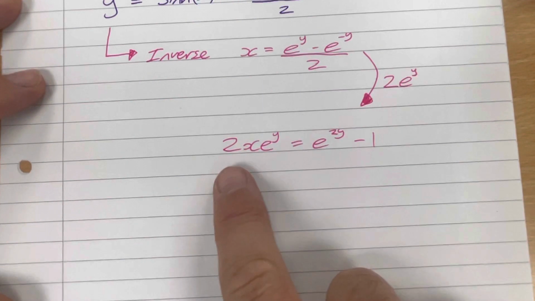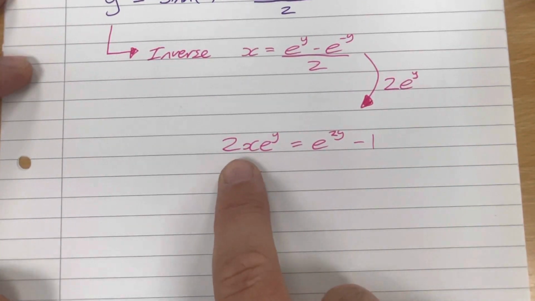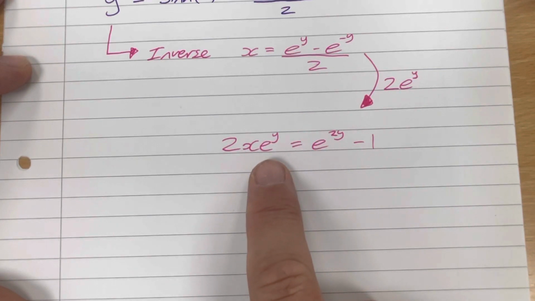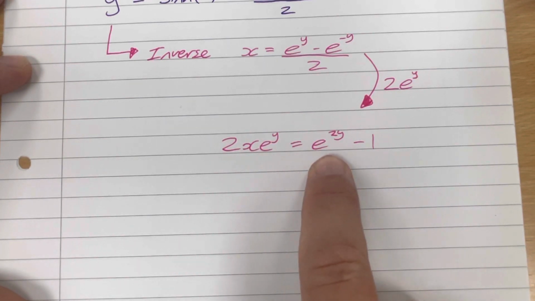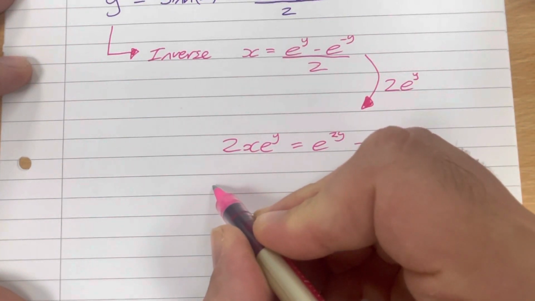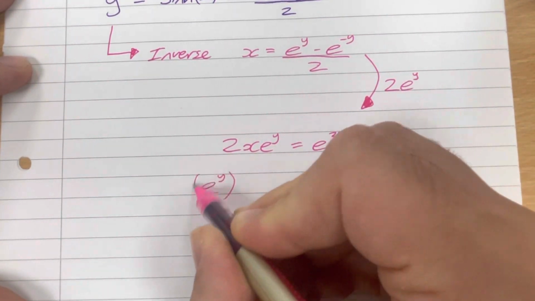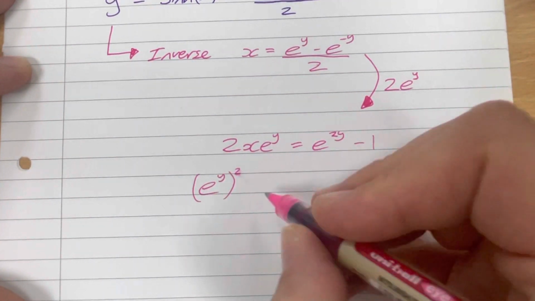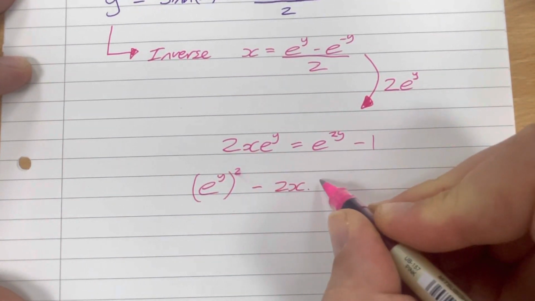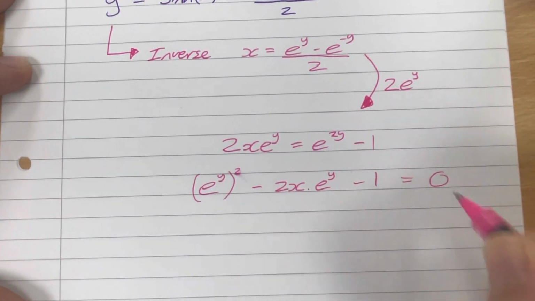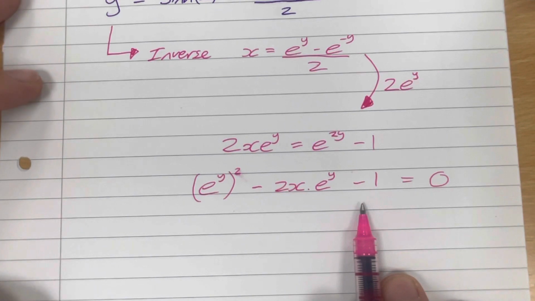It's not massively obvious right now, but if you look closely, this is a quadratic equation in e to the y. So we've got e to the y there, we've got e to the y squared there, and then we've got a constant. So I'm just going to write that as the quadratic. That's e to the y squared. That's what this term is. I'm going to bring that across the other side, so it's going to be negative 2x times e to the y, and then it's got minus 1, and that's going to equal 0. So this is now my quadratic equation.